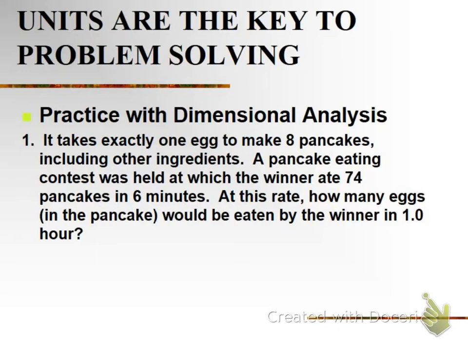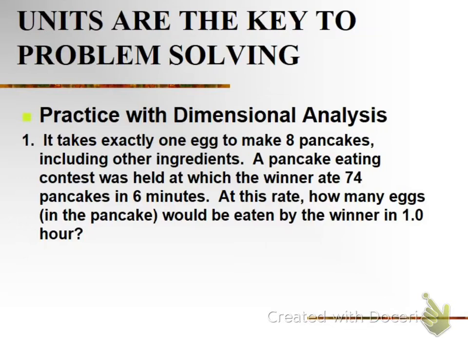It takes 1 egg to make 8 pancakes. If there was a pancake eating contest and the winner ate 74 pancakes in 6 minutes. Okay? At this rate, how many eggs in the pancakes would be eaten by the winner in 1 hour? Okay? So what we're looking for is eggs per hour. But we have pancakes per minute, per 6 minutes.